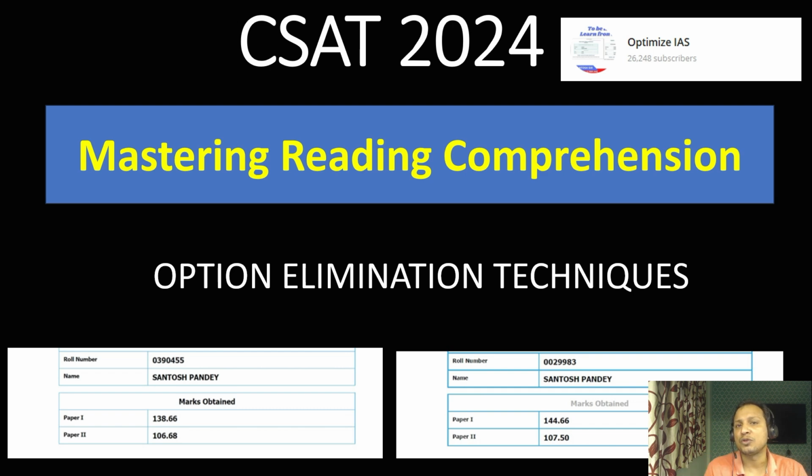Guys, my name is Santosh Pandey. I have the unique distinction of cracking the prelims examination all 6 times, and as far as this CSAT is concerned, I have also the experience of cracking the CAT paper. I got around 99 percentile.